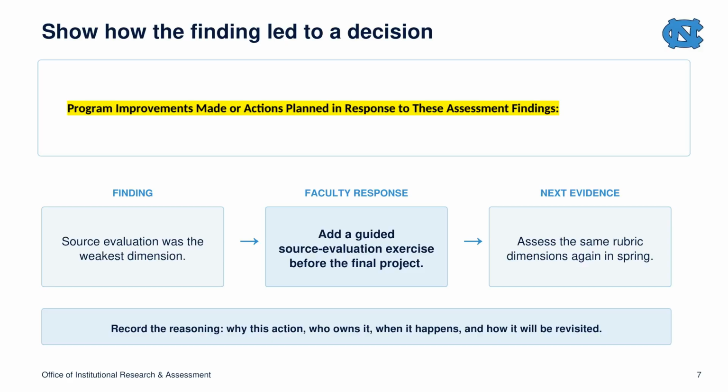Next, show how the interpretation led to a decision. Explain what will change for students, why the response makes sense, who will carry it out, when, and how the program will assess again. Faculty will add a guided source evaluation exercise before the final project, then examine the same rubric dimensions next spring. Include faculty discussion when it explains the decision. If no change is planned, explain why. Statements such as, "We will discuss" or "continue monitoring" are not enough.